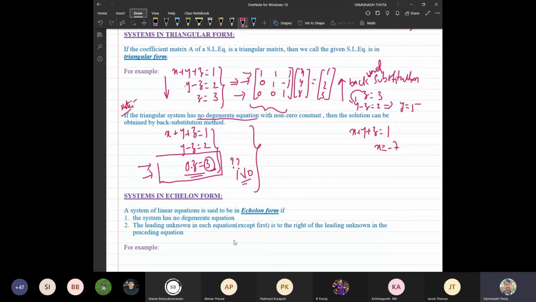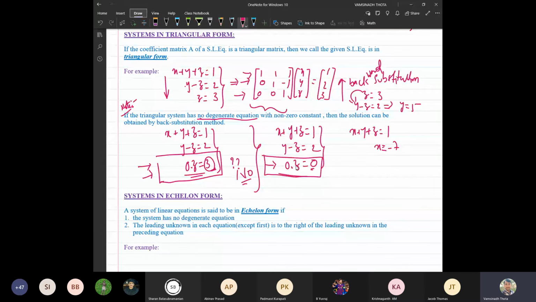For example, let us take the same set of equations in this way. x plus y plus z is equal to 1. y minus z is equal to 2. And 0 times z is equal to 0. This is also an upper triangular system. Does this have any degenerate equation with a non-zero constant? It has a degenerate equation, but the constant is 0. In this case, you can completely exclude this equation.